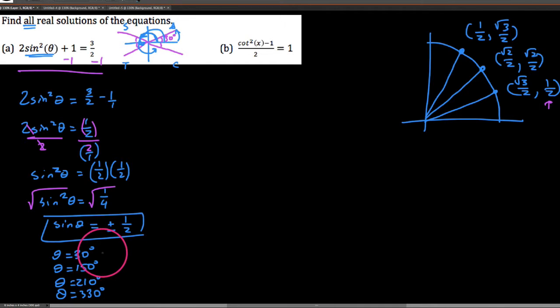Now, because we want to list all infinitely many answers, we know that the period of the sine function is 2 pi, or 360 degrees.